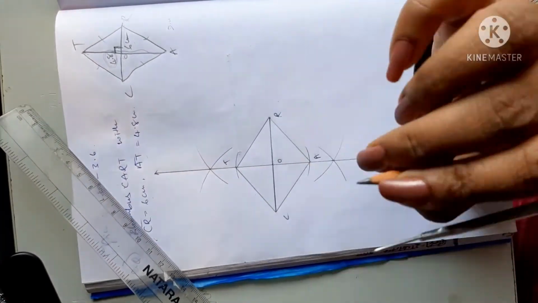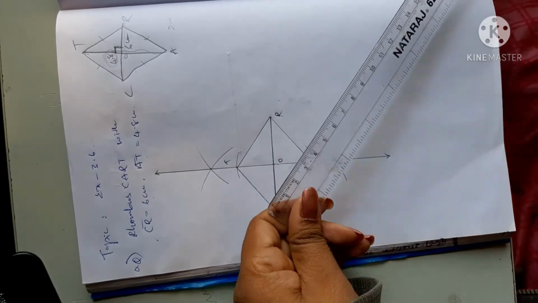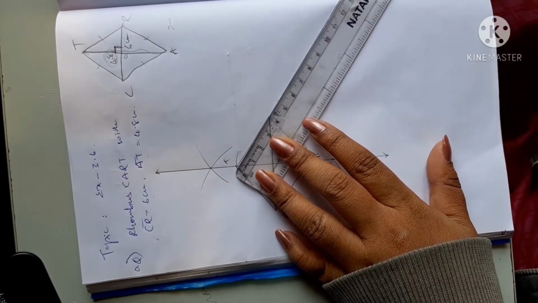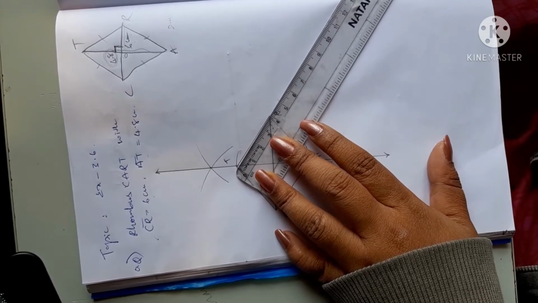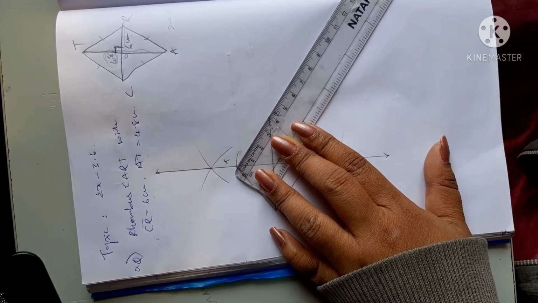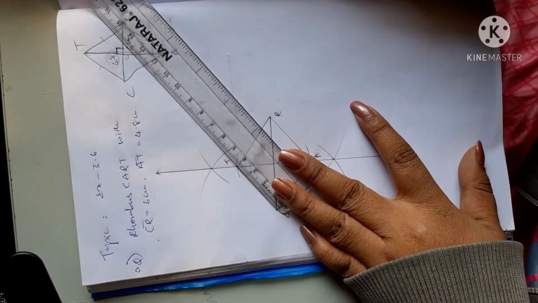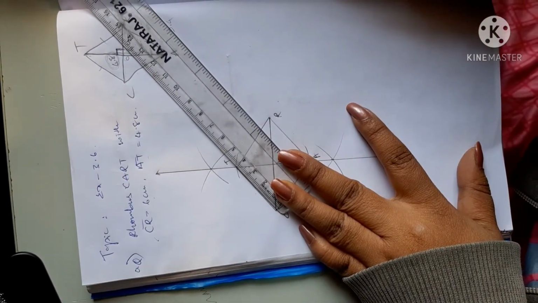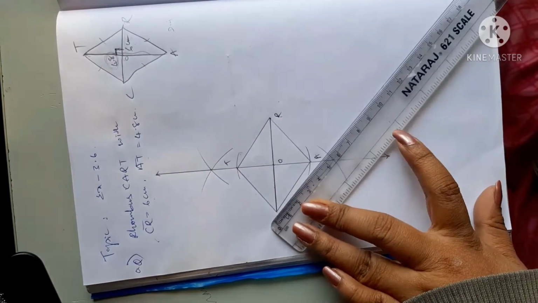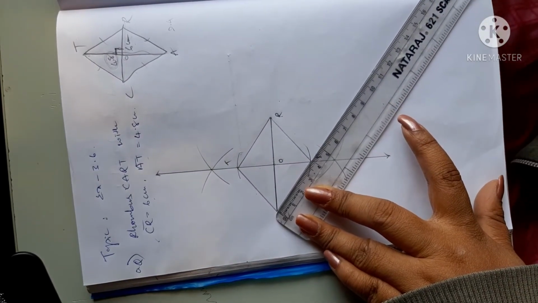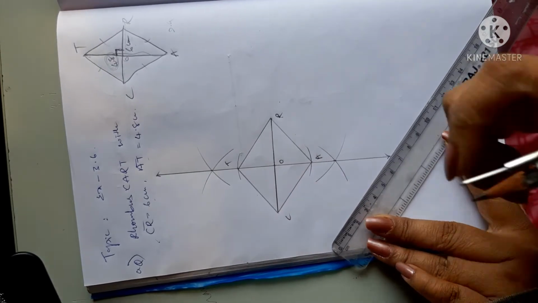These all sides are equal. Now if you want, you can check here. From here, 4... Yes, it's 3.9 somewhat. Now here also it will be the same 3.9. Now here also 3.9. So if all sides are equal, then only we can say it is a rhombus, right?